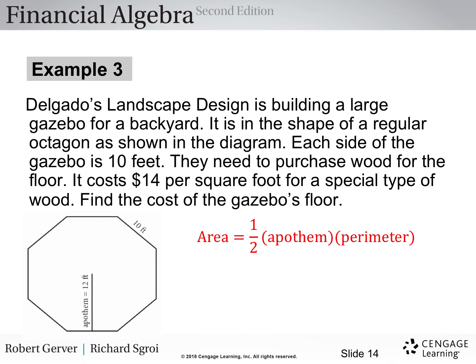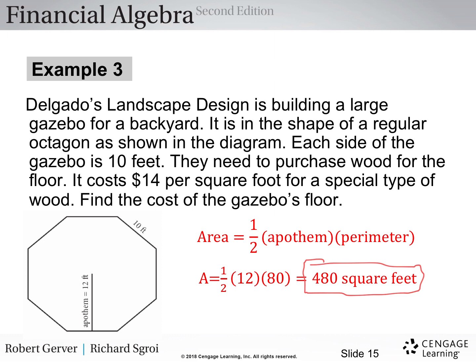Well, the formula for the area of a regular octagon is equal to 1/2 the apothem times the perimeter. The apothem is simply this dimension right here, as you can see. The perimeter we can get from the side. Each side is 10 feet, so the perimeter is going to be 10 times the number of sides, which is 8. So the area is 1/2 the apothem times the perimeter. And this simply comes out to be 1/2. The apothem is 12. The perimeter is 80. 1/2 times 12 times 80, or 480 square feet, is the area of the octagon.